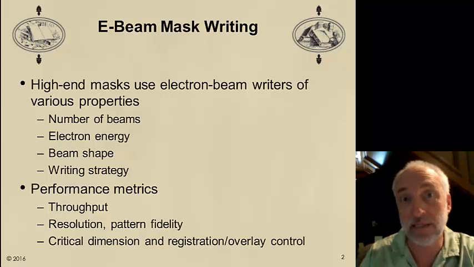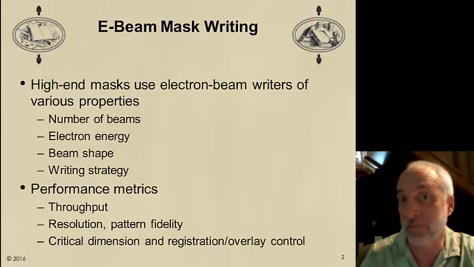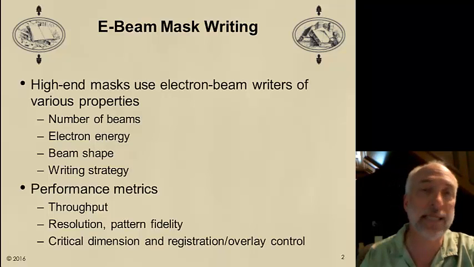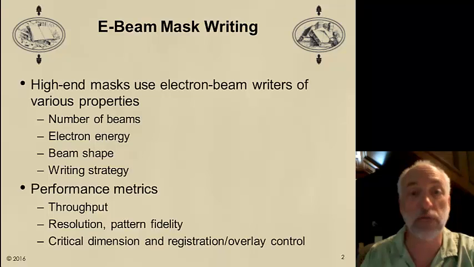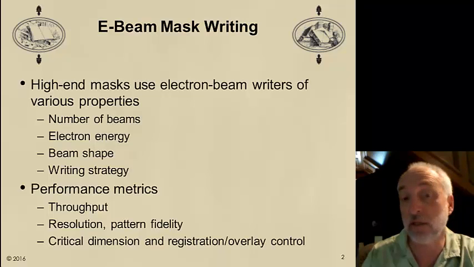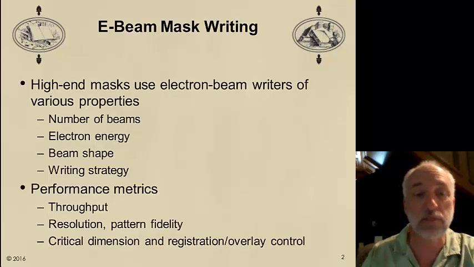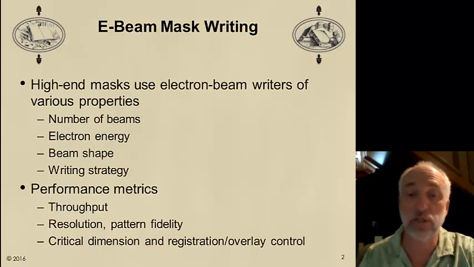So the things to keep in mind when thinking about the differences: first, the number of beams, whether it's a single beam, like most of them are today, or a multi-beam writer, like we're working on for the future, but also the electron energy, the shape of the beam, whether it's a Gaussian shaped beam, a spot, or a shape that can be made into a rectangle or a triangle, and then the writing strategy. All of these things affect throughput and resolution, and in particular the resolution throughput trade-off. Built into resolution are things like pattern fidelity, critical dimension control, and also registration or overlay control.